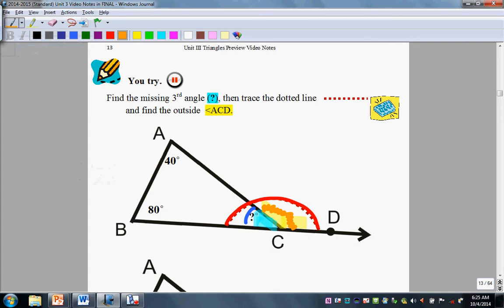Okay, welcome back. Let's see how you did. You had 40 and 80, that's 120. Take it away from 180, you should have gotten 60 here, which means this angle on the outside is 120.